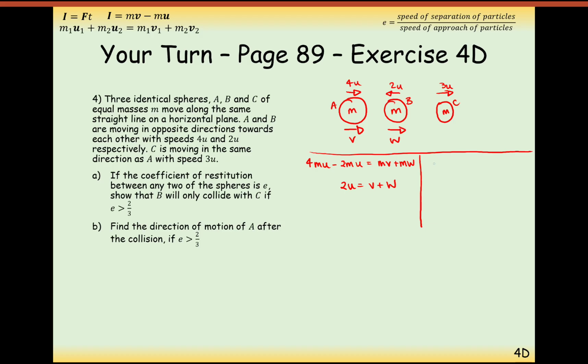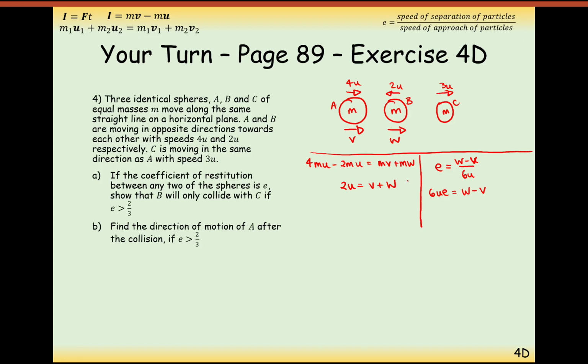Coefficient of restitution now, so the speed of approach is going to be 6u, speed of separation is w minus v, and times the 6u to the other side, and we get our two simultaneous equations. Okay, so let's now get an answer for w, because I want to know if B and C will collide again.